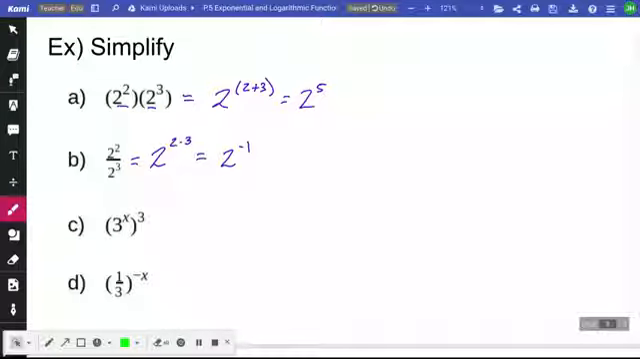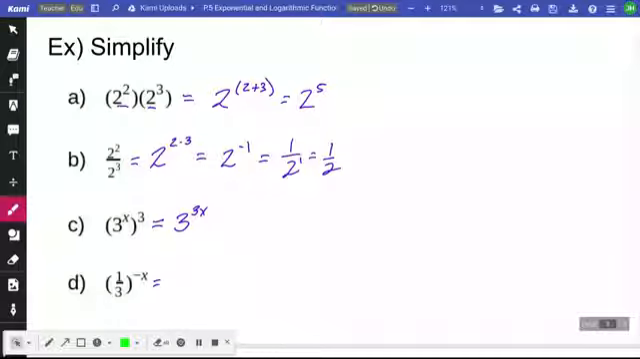Don't leave negative exponents in your final answer. We should fix that, so we'll use that last property we did. You can write it like that, or you can write it like that. All right, and then we have 3 to the x cubed. That's a power of a power rule, and those just get multiplied.